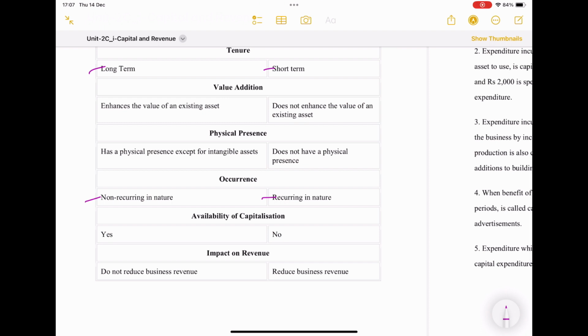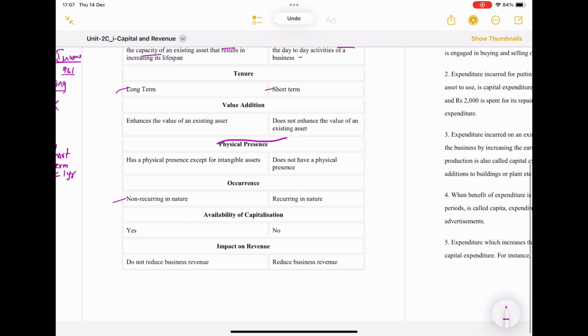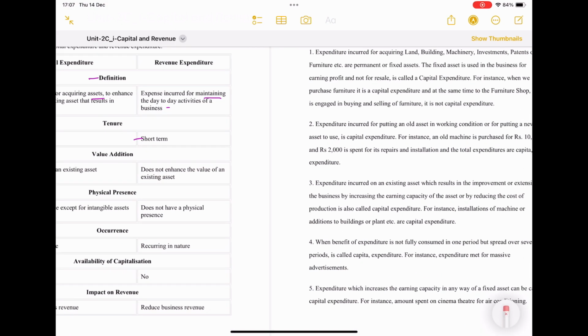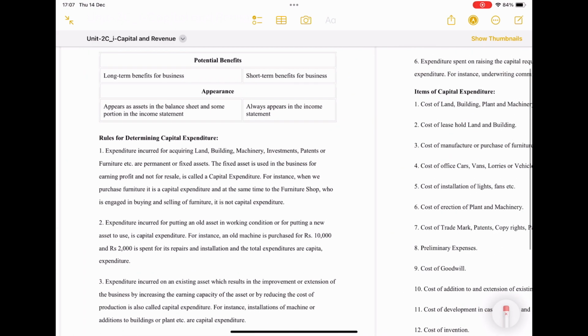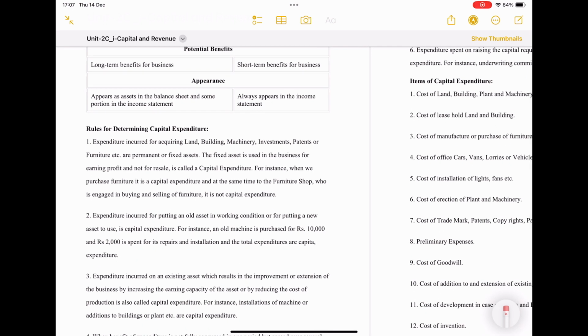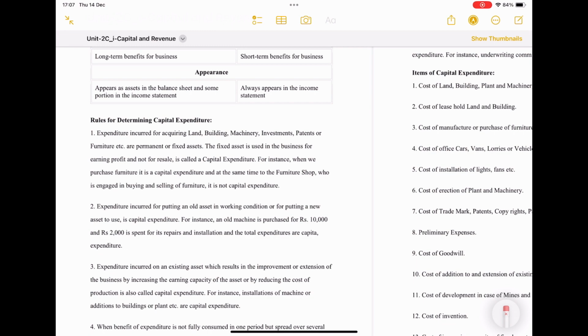So there are a few other differences, but I think you don't need them. Only a few things are enough. So this is about the difference between capital and revenue expenditures.